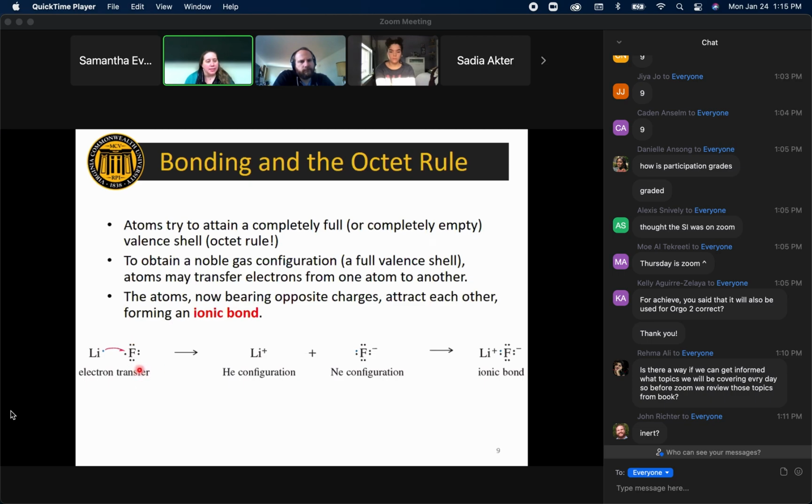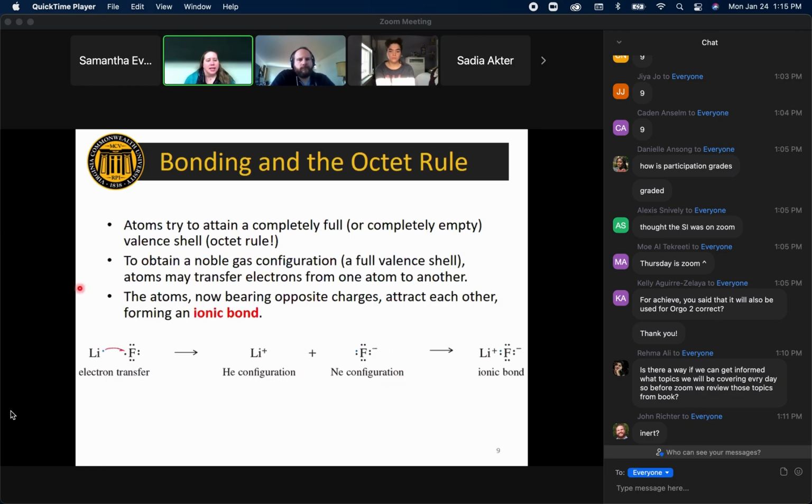So fluorine normally has 7 valence electrons. It's in the 7th column of the periodic table. When that fluorine accepts that electron from lithium, that fluorine now has 8 electrons. That means it has a full octet, like a legitimate full octet with 8 valence electrons, and that's the same configuration as neon, an inert gas.